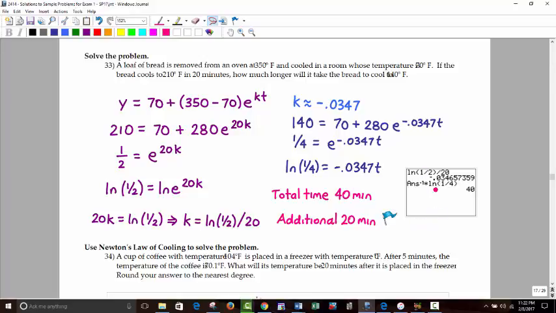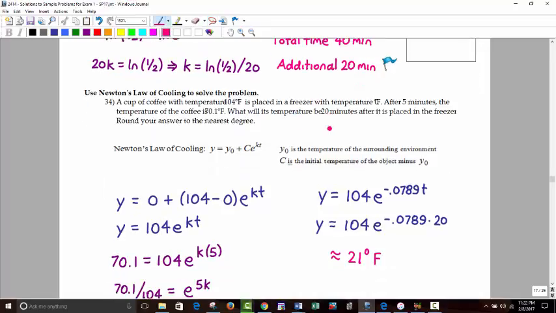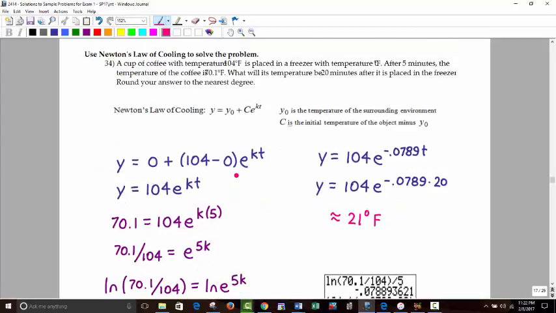Okay. Here's another Newton's law of cooling. It's hard to read those numbers again, but the freezer is 0 temperature, so there are the zeros coming from right there. This is 104, so it's always the 104 temperature of the object minus the environment temperature. So we're shoving in there 104 minus 0. So it ends up being 104. And so we have y equals 104 e to the kt.